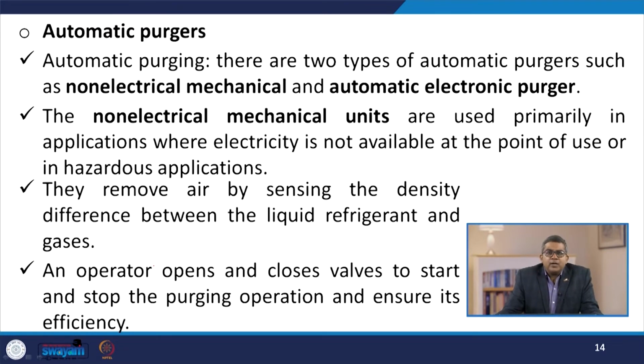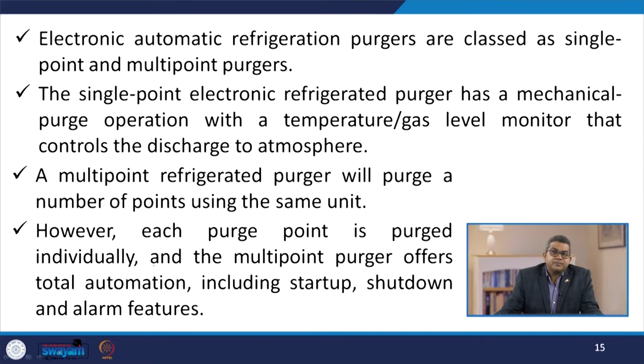There are two types of automatic purgers: non-electrical mechanical, and the automatic electronic purger. The non-electrical mechanical units are used primarily in applications where electricity is not available at the point of use or in hazardous applications. They remove air by sensing the density difference between the liquid refrigerant and gases. An operator opens and closes a valve to start and stop the purging operation and ensure its efficiency.